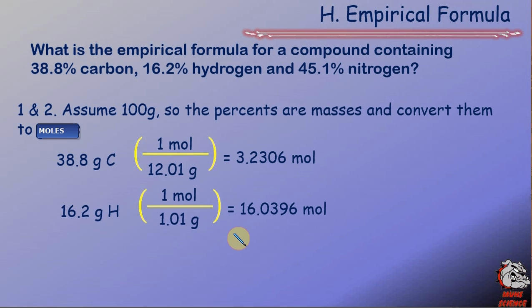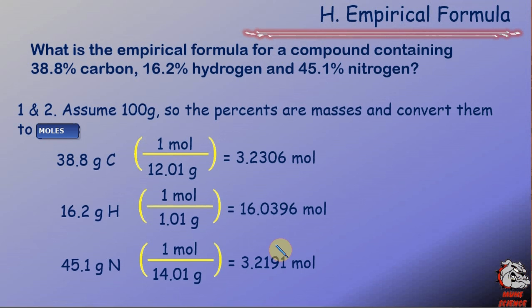You got about 16 moles or so. 1 divided by, you're basically having the same number because the mass of hydrogen is 1. And then finally we have to do nitrogen. And so nitrogen comes out to be about 3.2 moles or so. So now, you'll notice, by the way, nitrogen and carbon are very, very close. They're very similar numbers.